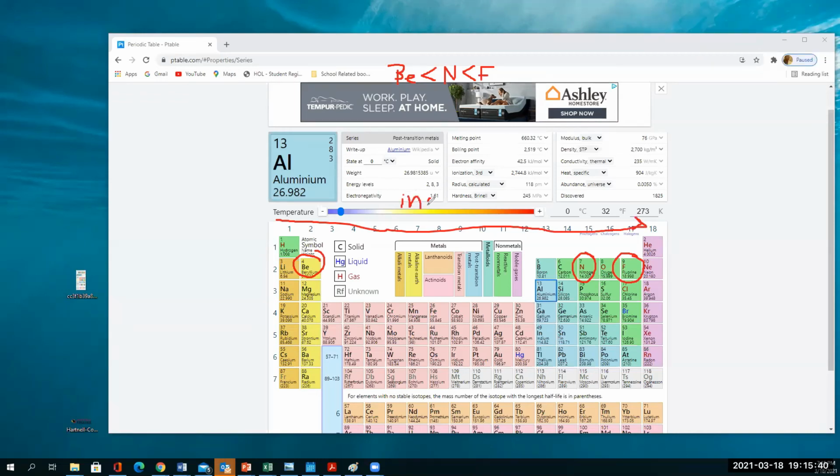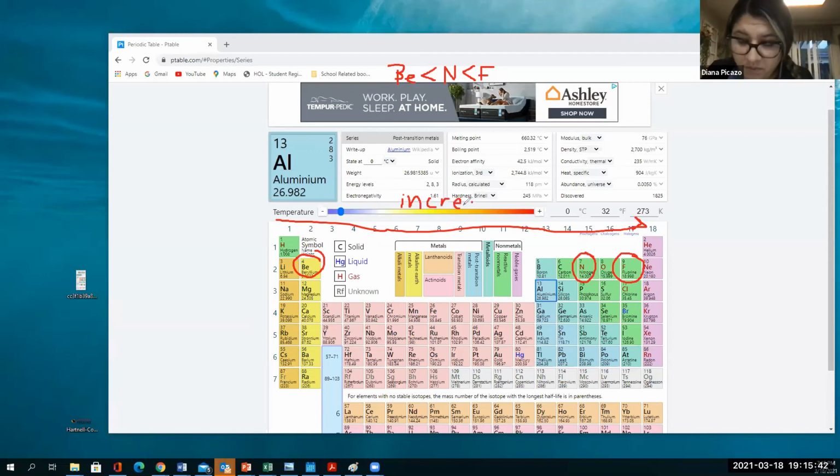Since it increases from left to right, that means fluorine is the heaviest, right? Not the heaviest. We're talking about ionization energy. Yes. So in other words, fluorine is like, no, you are not taking my electron. We will fight for this electron. You're not taking my child. Yeah, exactly. Where beryllium is like, okay, sure, you can have it. You don't have to fight it too much.